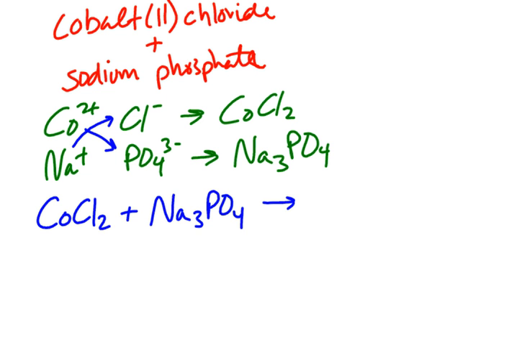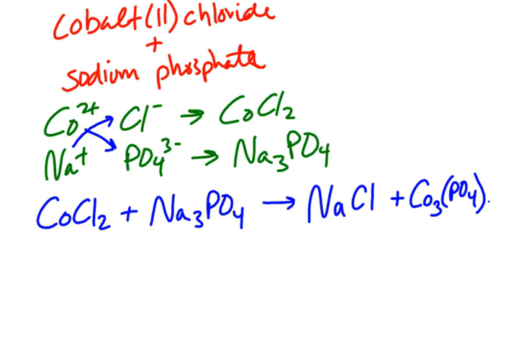So, sodium chloride plus, in this case, cobalt 2 phosphate, Co3(PO4)2. Okay? So that would be my unbalanced equation.